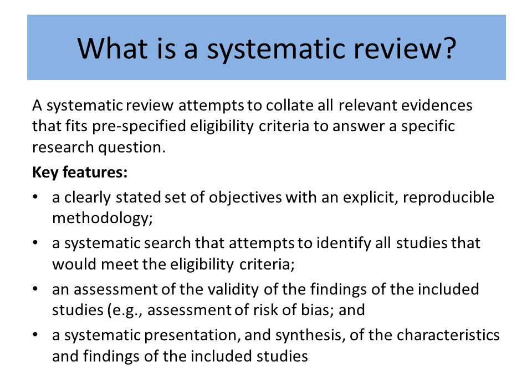So what actually is a systematic review? A systematic review attempts to collate all relevant evidence that fits pre-specified eligibility criteria to answer a specific research question. Now that sounds quite wordy, but there are some key features. A systematic review has a clearly stated set of objectives with explicit, reproducible methodology. It should have a systematic search that attempts to identify all studies that meet the eligibility criteria.